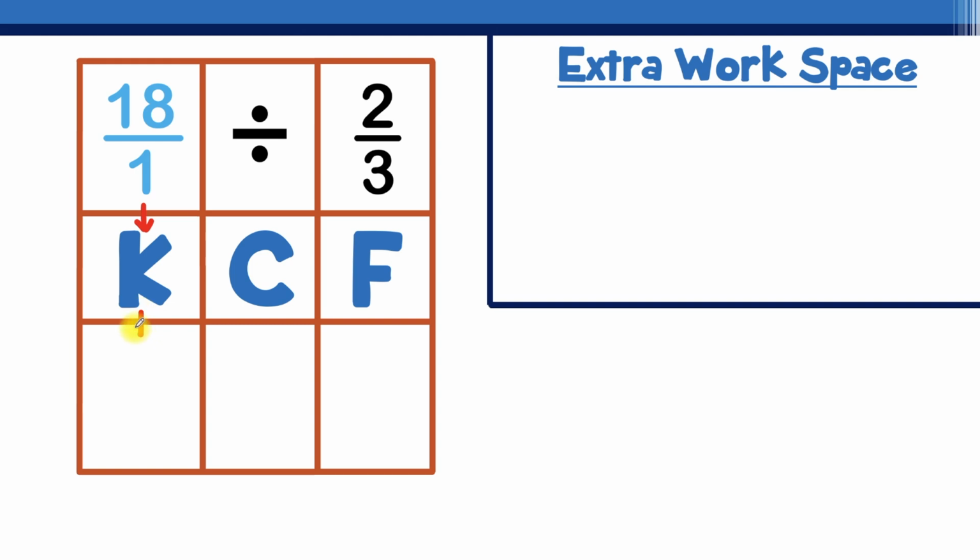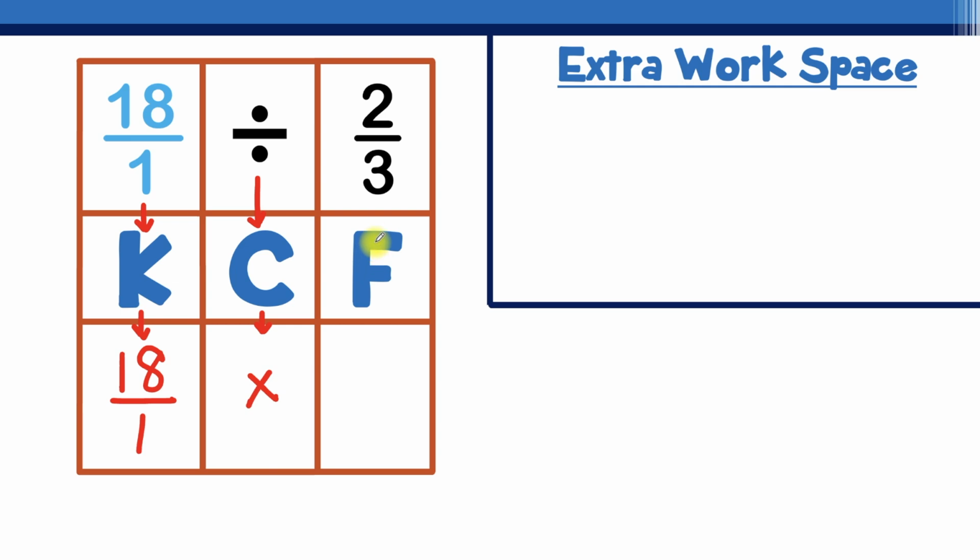So in this box here, we're just going to write 18 over 1. In this box, C, we're going to take this division symbol and we're going to change it into multiplication. So in this box, I'm going to write a multiplication sign.